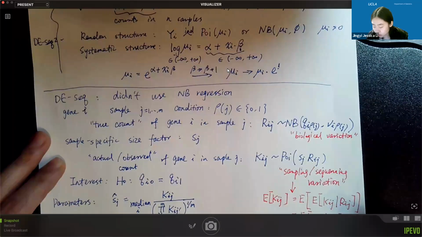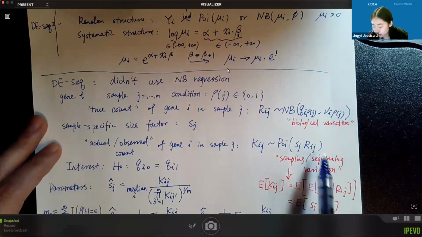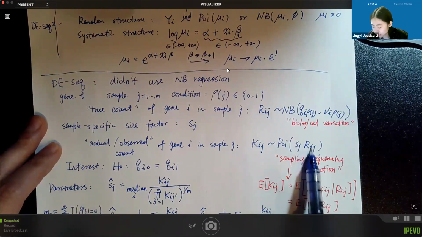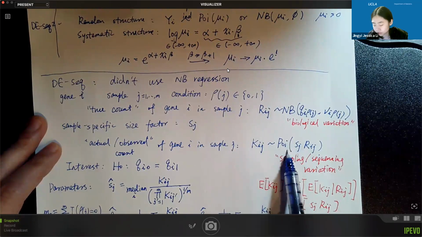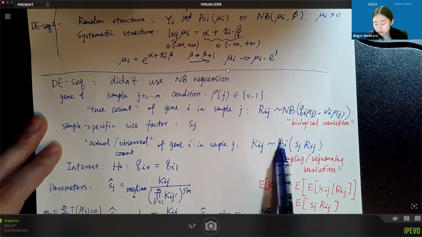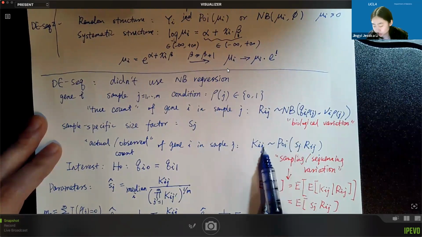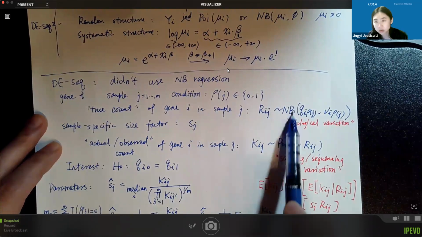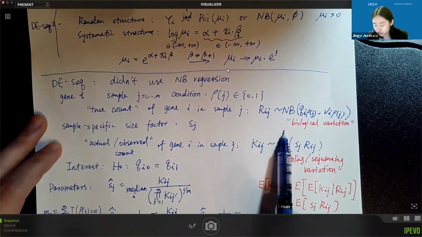So given this real count Rij, we multiply it with a sample J specific scaling factor or size factor Sj. And this multiplied product is what we consider as the mean of a Poisson distribution. And we're using this Poisson to introduce additional variation in the generation of the count we observed. So these are just the assumptions the model made for the data generation.